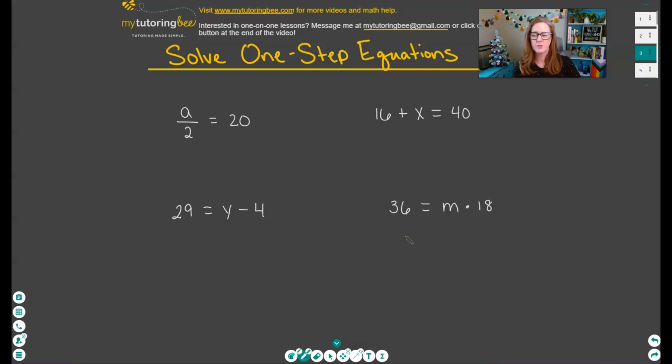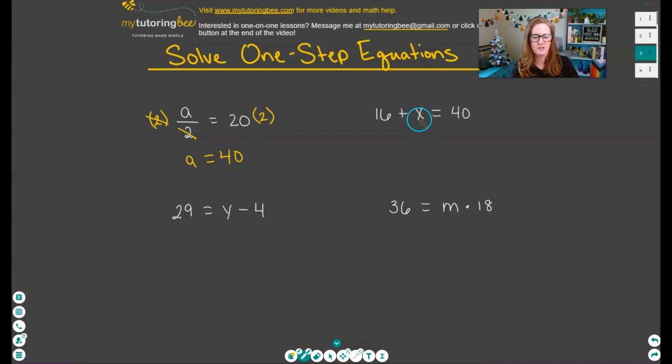So let's just go through these quickly and see if we can solve these and see if you got the right solutions. All right, so here's our variable. It's being divided by 2. So in order to undo that division, we're multiplying by 2. This 2 is going to cancel out with this 2. A equals, and then 20 times 2 gives us 40.